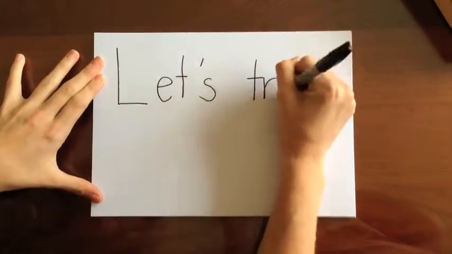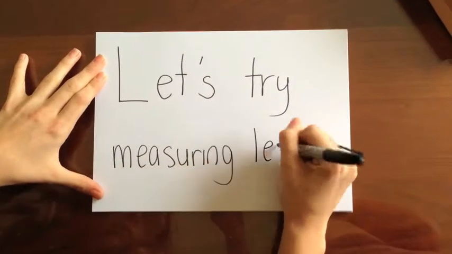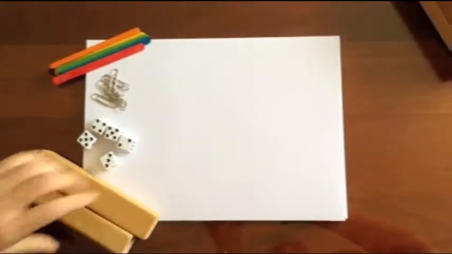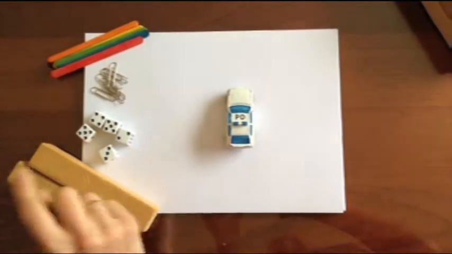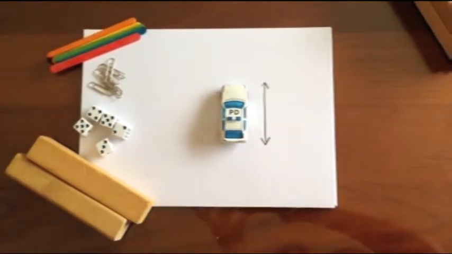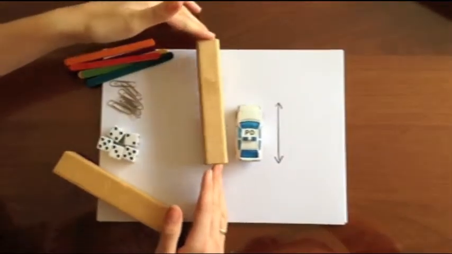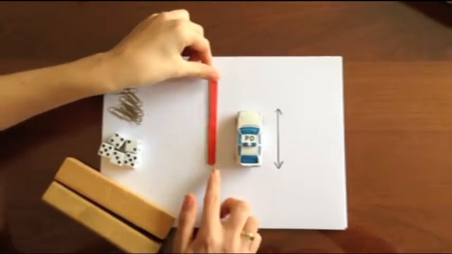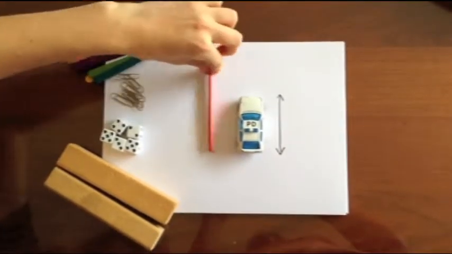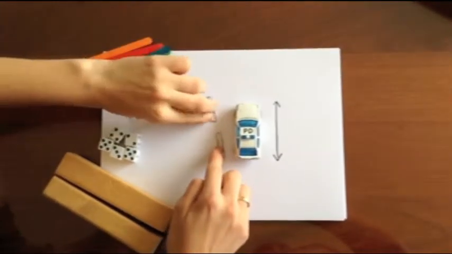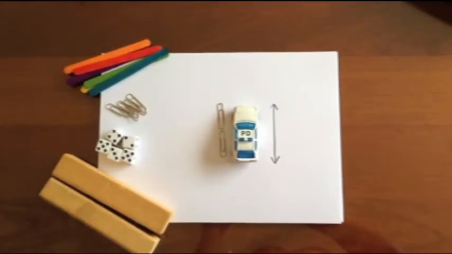Now, let's try measuring length. Out of these 4 measuring units, we have to decide which one will be the most appropriate to measure the length of this toy car, from end to end. We could use a block, but it looks too big. Maybe the paddle pop stick, but that's too big also. How about the paper clips?